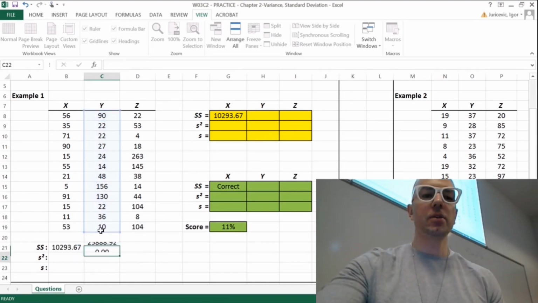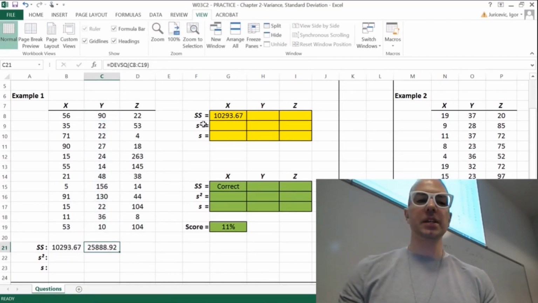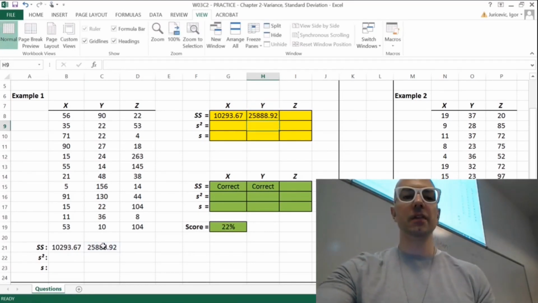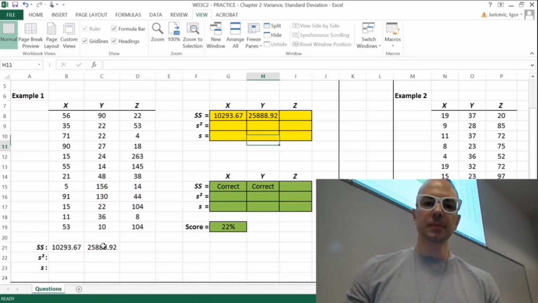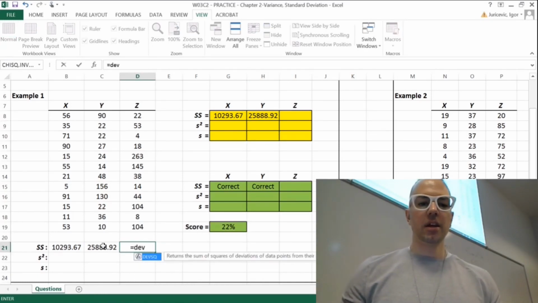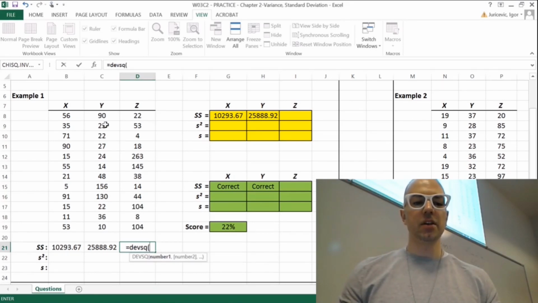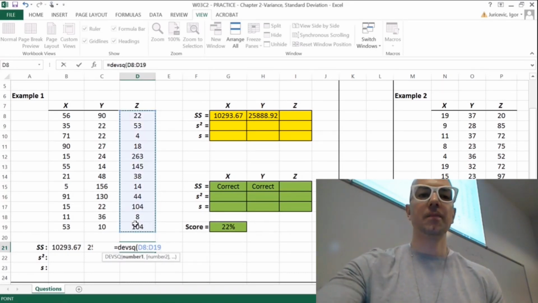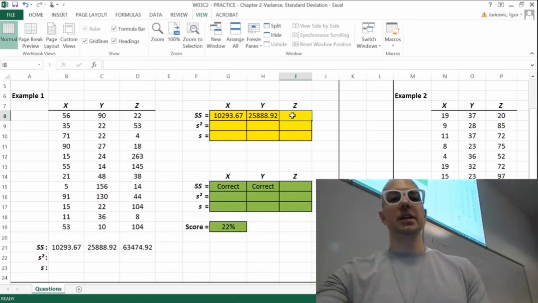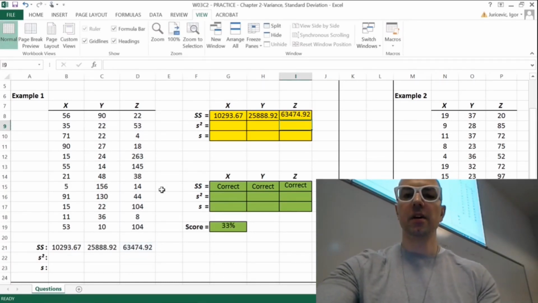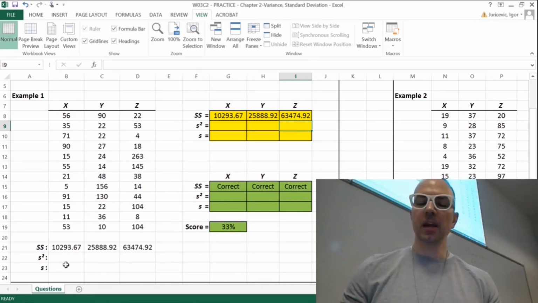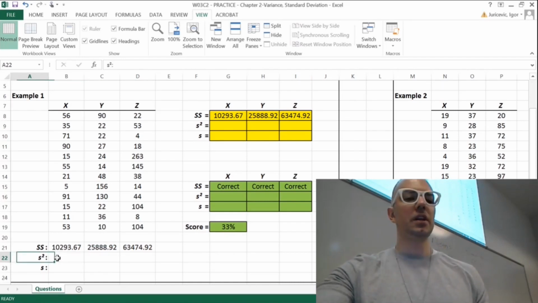Highlight your Y scores in this case, close the parentheses, hit enter. We see that we have a larger sum of squared deviations for the Y scores. And then finally, we have equals DEVSQ for sum of squared deviations, open parentheses, highlight those scores, close your parentheses, and we have that for the Z scores, and we got that correct as well. All right, so that is sum of squared deviations.